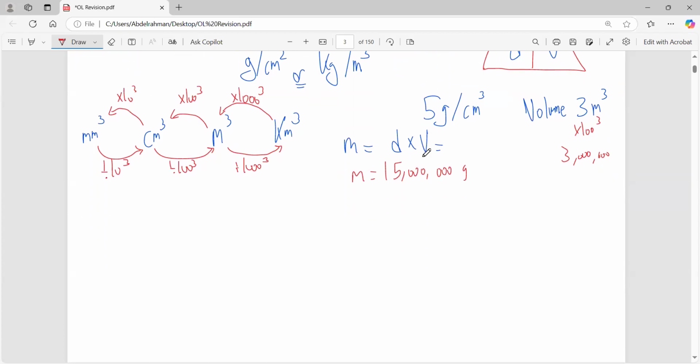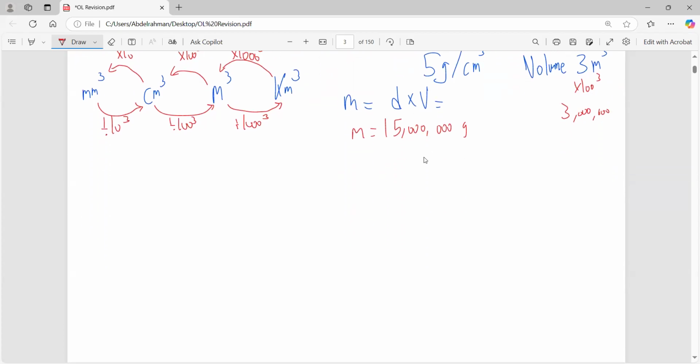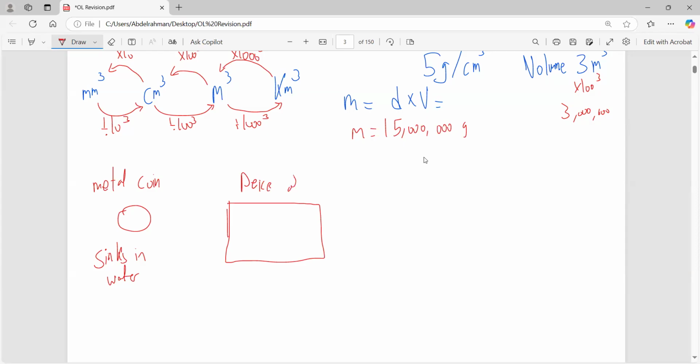I have a question. If I had a metal coin and I put it in the water alone, it will sink. And I have another object, a piece of wood, a huge piece of wood, for example. What would the wood do in the water? It would float.